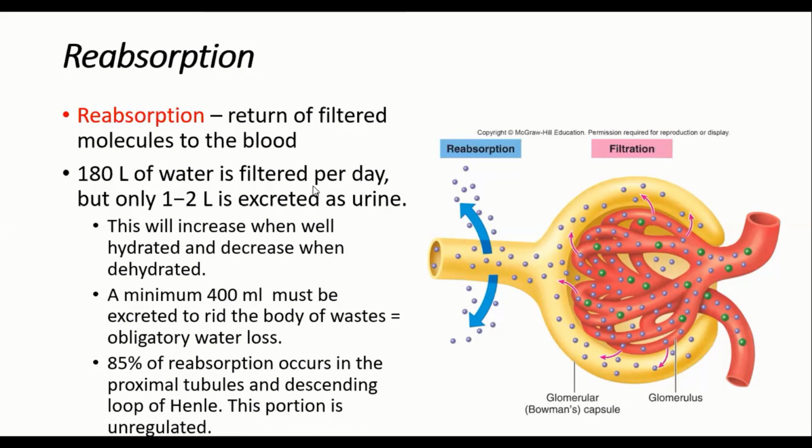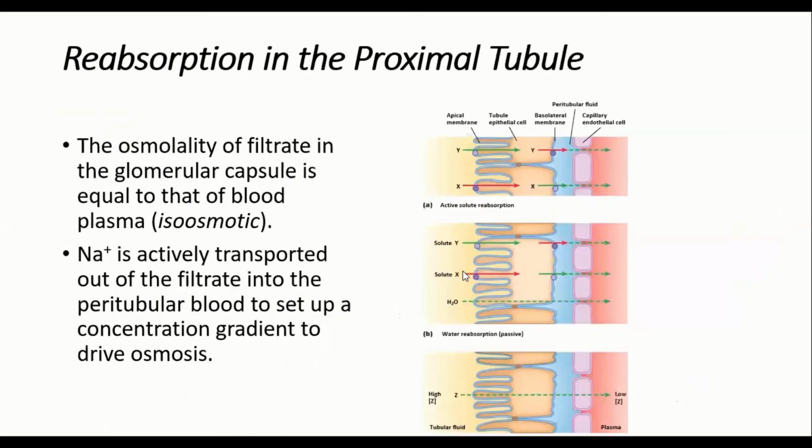Okay. So 85% of this reabsorption of water is happening in the proximal tubules and the descending loop of Henle, so that first part of the loop of Henle. And this part is not regulated. So in the future, we'll see that some hormones regulate the other parts of reabsorption, but this first part doesn't really get affected.